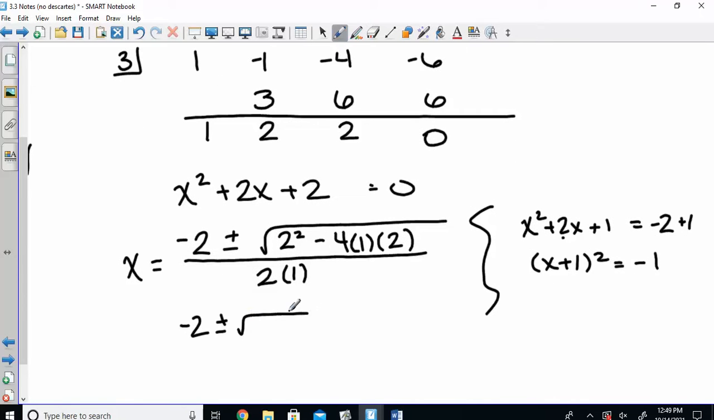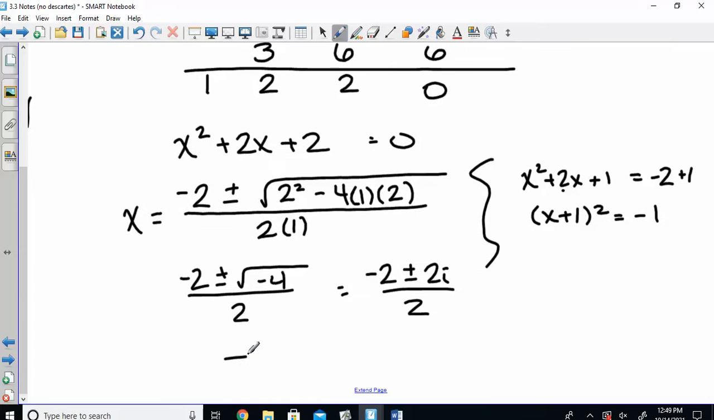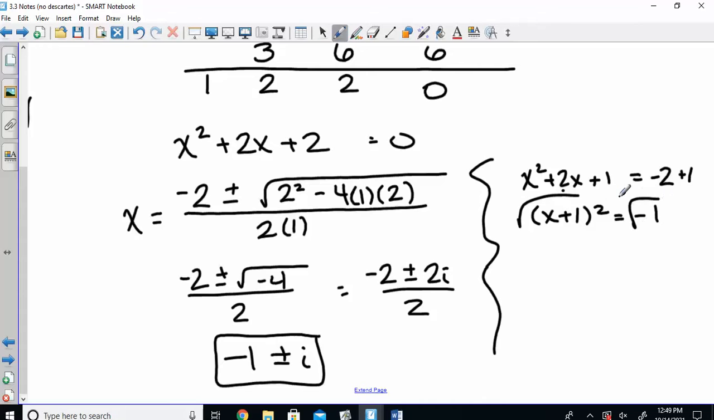Where we're at with the quadratic, we get the square root of 4 minus 8, so that's -4. What is the square root of -4? So then if I divide everything by 2, I get -1 plus or minus i. If you were finishing the completing the square, you add your square root and subtract your 1, so you get to the same point, whichever way you chose.